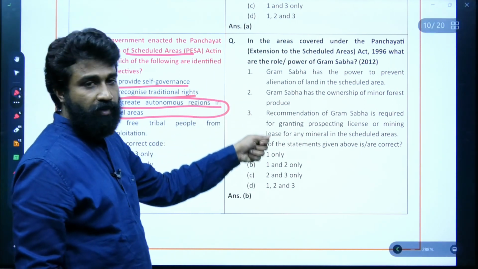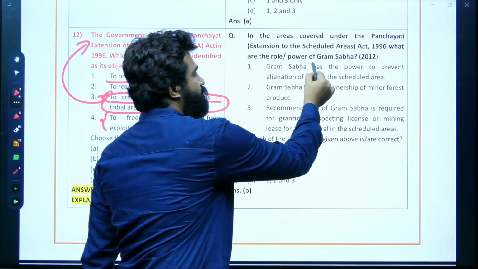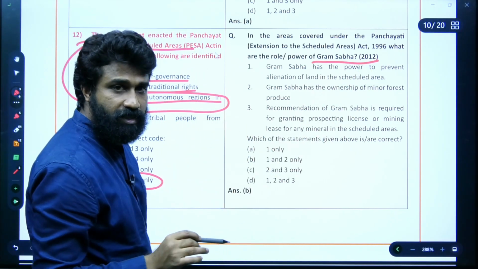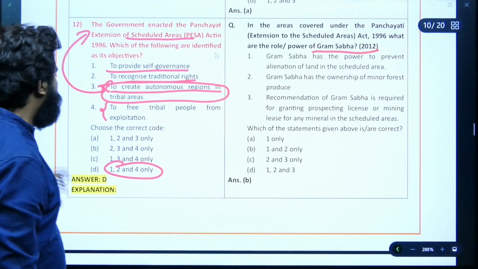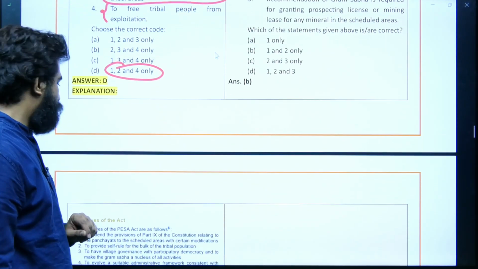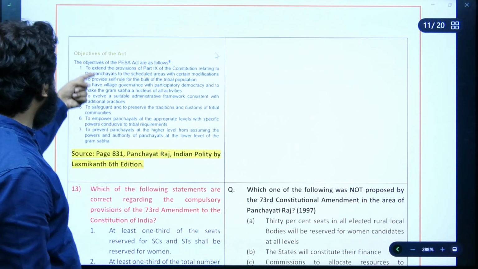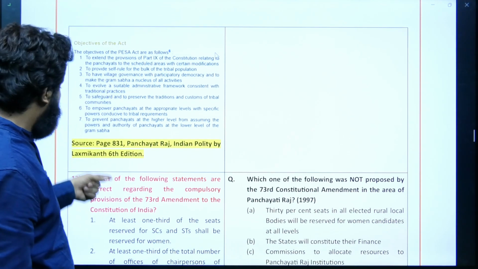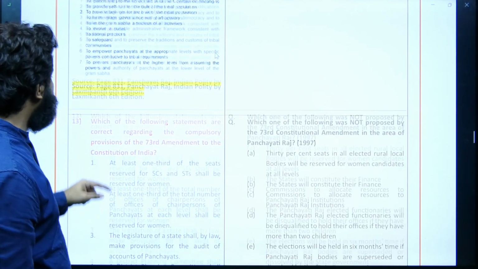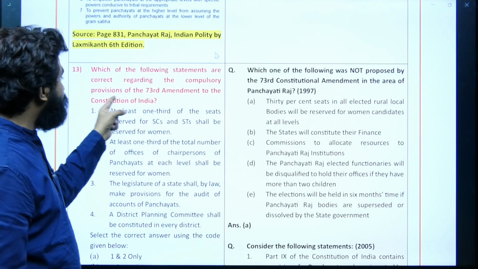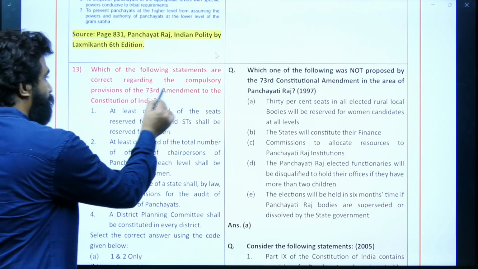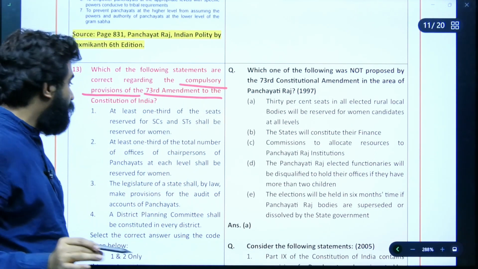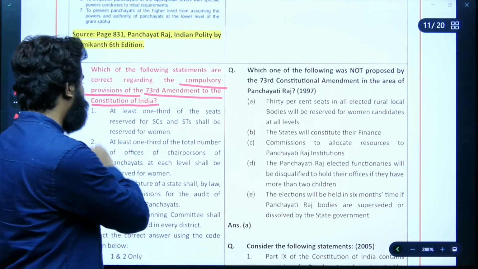So, this is about various institutions, and I have taken one theme, that is Gram Sabha, how Gram Sabha was formed and what its objective is. The questions were based on panchayat raj institutions. See, these are the basic provisions given here in the PDF itself. You can read once again. See, which of the following statements are correct regarding the compulsory provisions, just understand this one, compulsory provisions of the 73rd amendment to the Constitution of India.